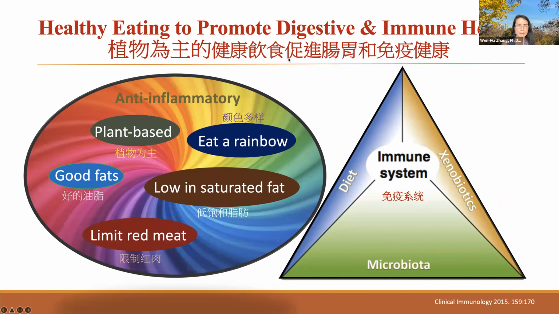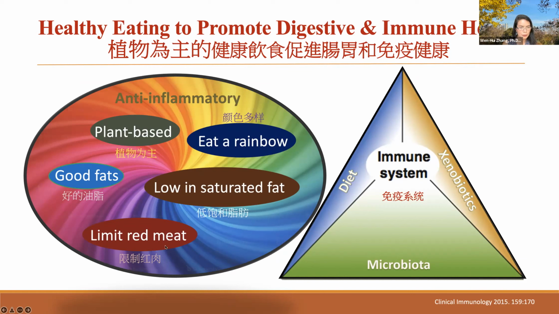So that's the plant-based diet, healthy eating based on plant-derived foods. Plant-based, with the rainbow of all colors and good fats, low in saturated fats. Saturated fats should be limited to 10%. We have a class on fats, so we will go into more detail on good fats and saturated fats.